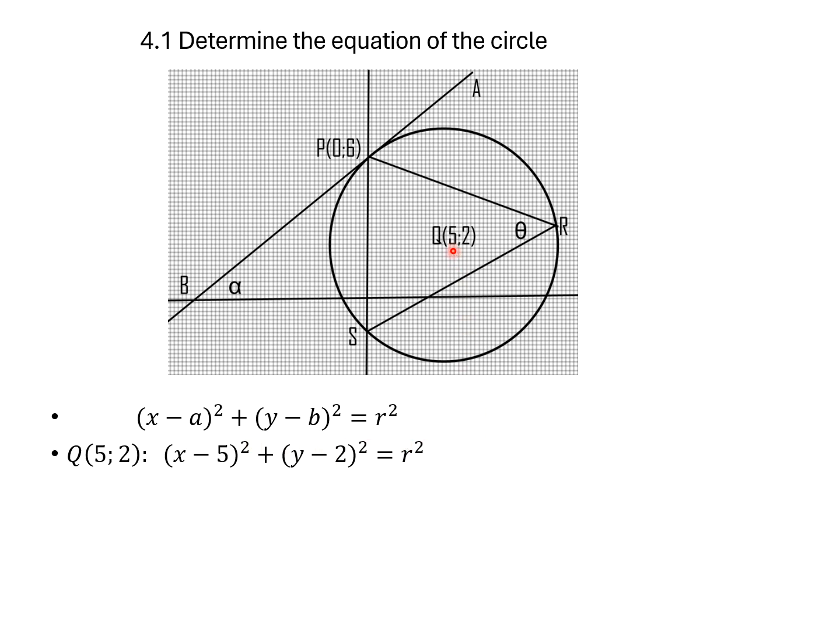Now, from Q to P, I assume you know that's a radius. So to get the length of the radius, I'm going to substitute P, which is (0; 6), so x equals 0 and y equals 6. 0 minus 5 gives me 5 squared, which is 25. 6 minus 2 gives me 4 squared, which is 16, and 16 plus 25 gives me 41. So r squared equals 41. Now my equation becomes (x minus 5) squared plus (y minus 2) squared equals 41.